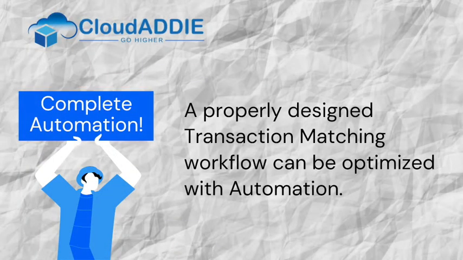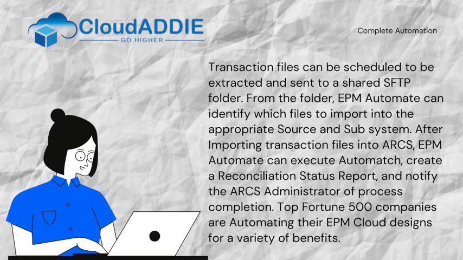A properly designed transaction matching workflow can be optimized with automation. Transaction files can be scheduled to be extracted and sent to a shared SFTP folder. From the folder, EPM Automate can identify which files to import into the appropriate source and subsystem. After importing transaction files into ARCS, EPM Automate can execute AutoMatch, create a reconciliation status report, and notify the ARCS administrator of process completion. Top Fortune 500 companies are automating their EPM cloud designs for a variety of benefits.